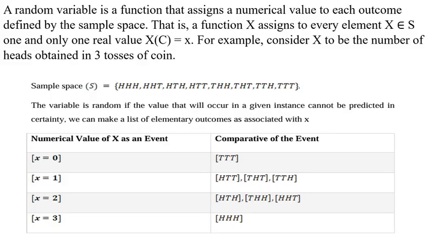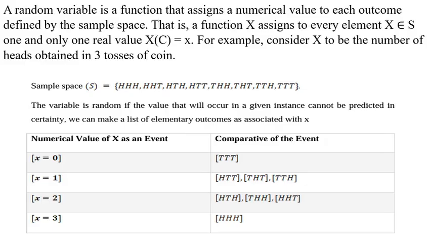If our x is 0, after tosses of the 3 coins, that means we don't have any head. Or after tossing, we have 3 tails, no head. That means our x is 0. The comparative of the event is all our tosses present tail.